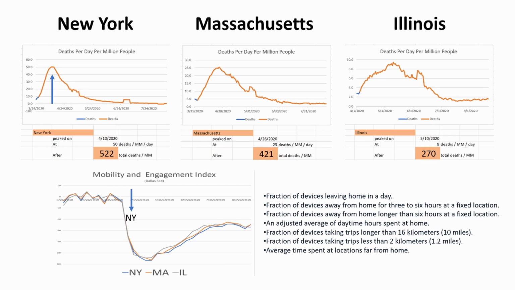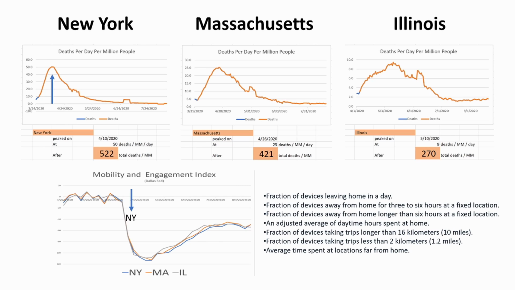Let me be clear. Awareness reduces transmissions. Masks reduce transmissions. Stay-at-home orders reduce transmissions. Social distancing reduces transmissions. But what was simultaneously occurring in New York around this time was that community exposure was applying an additional braking force on the spread of the virus.